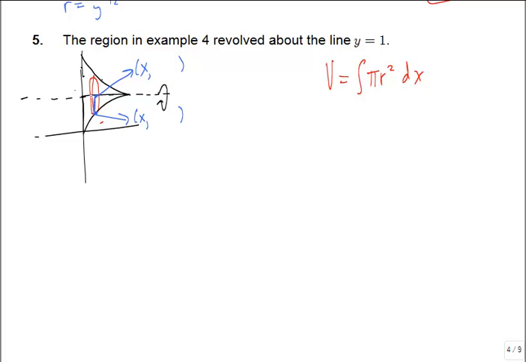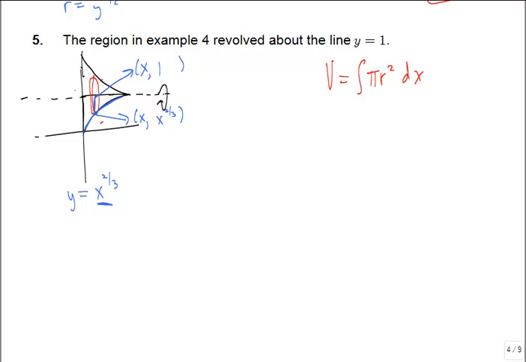The center point is always lying on that axis of revolution, which is at a height of 1. So its height is always 1. The bottom point is always lying on this curve. And remember, the curve was y equals x to the 2/3. So the y value is just this function right here. And we want it in terms of x, so this is perfect. I don't have to do any extra solving.